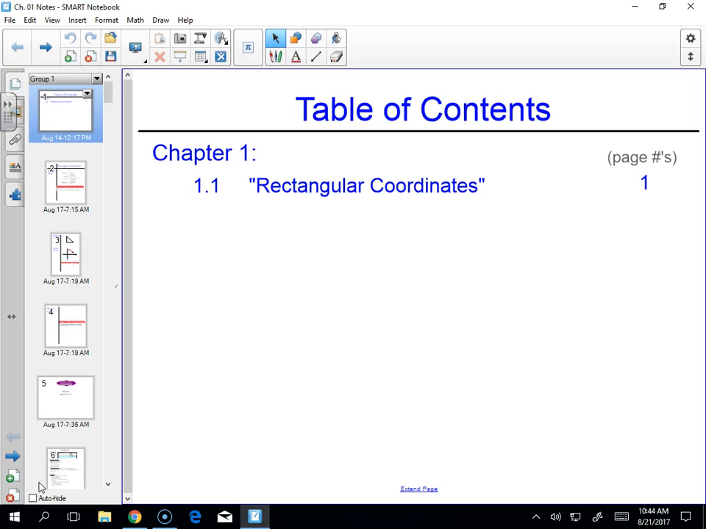It makes your life better and easier, because this is so much more organized and neat, and you can actually refer back to things that you learned.